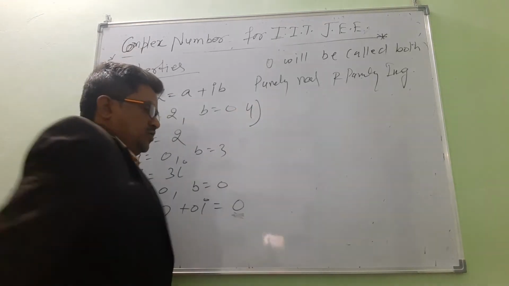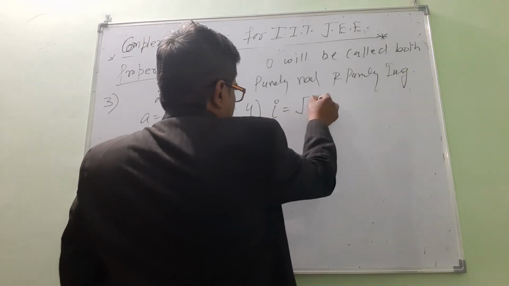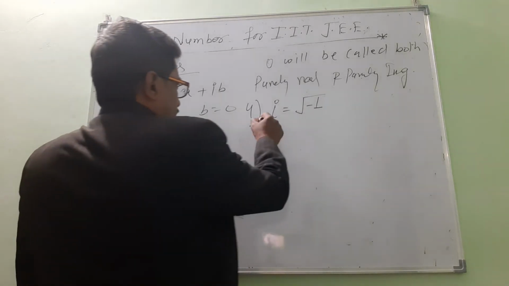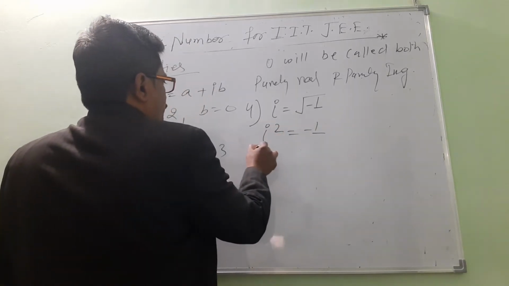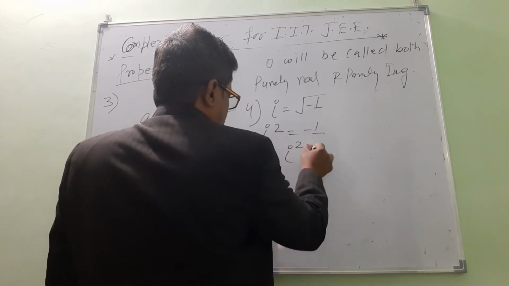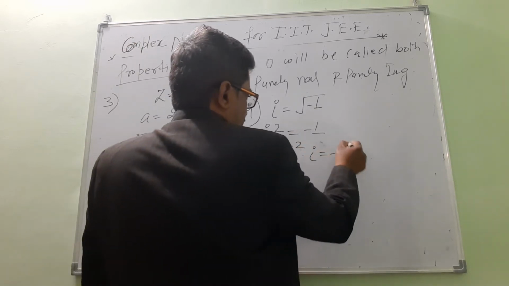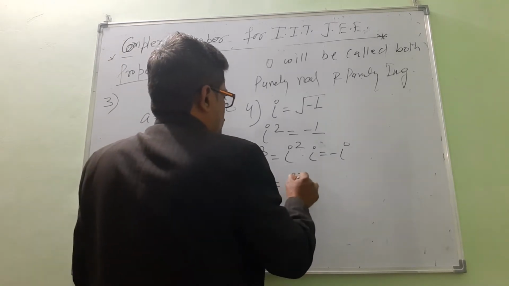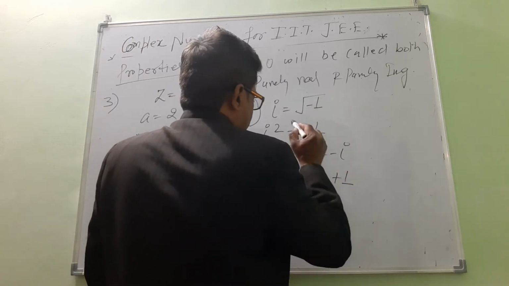Now we move towards the fourth property. As we have studied, iota is what? Iota is root minus 1. On squaring both sides, iota square will be minus 1. The value of iota cube will be what? We will write it as iota square into iota, and iota square is minus 1, so this will be minus iota. Iota to the power 4 is iota square whole square. Iota square is minus 1, so minus 1 square is plus 1.